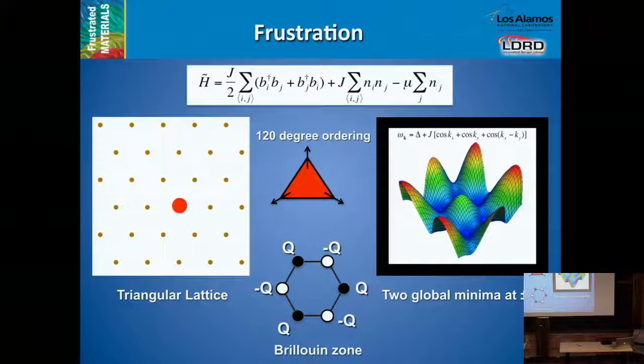And then the question that you can ask is whether these bosons will condense in a single minimum or in a linear combination of the two, right?